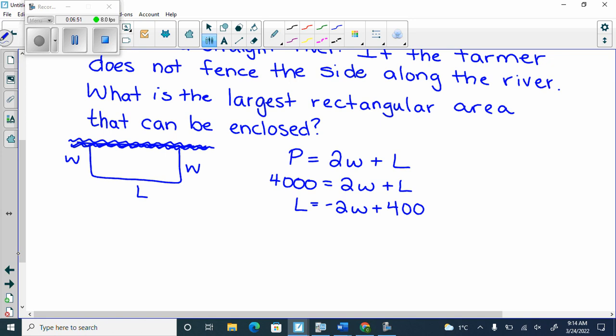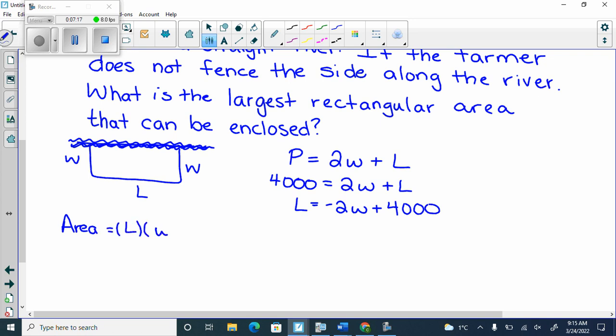And then I'm going to have dl over dt and dw over dt, which I don't have any of those numbers, correct? But if I have them in one variable, then I'm okay. So you use the perimeter formula to isolate one of the variables. So I always isolate the L. And then area, okay, area equals length times width.